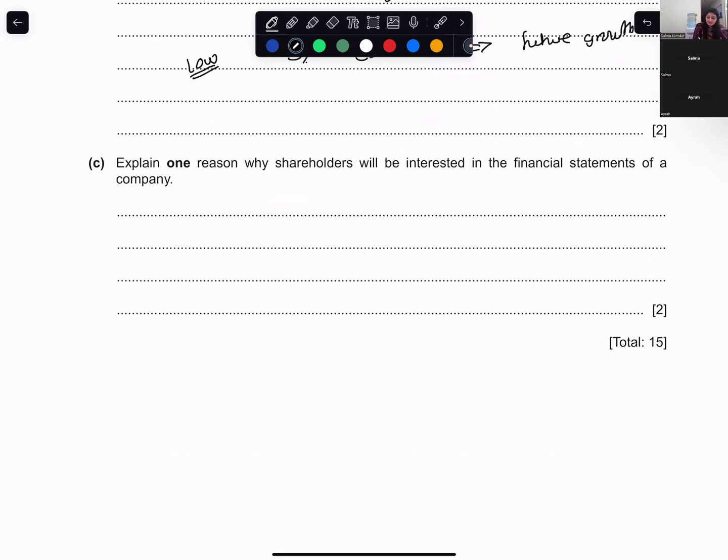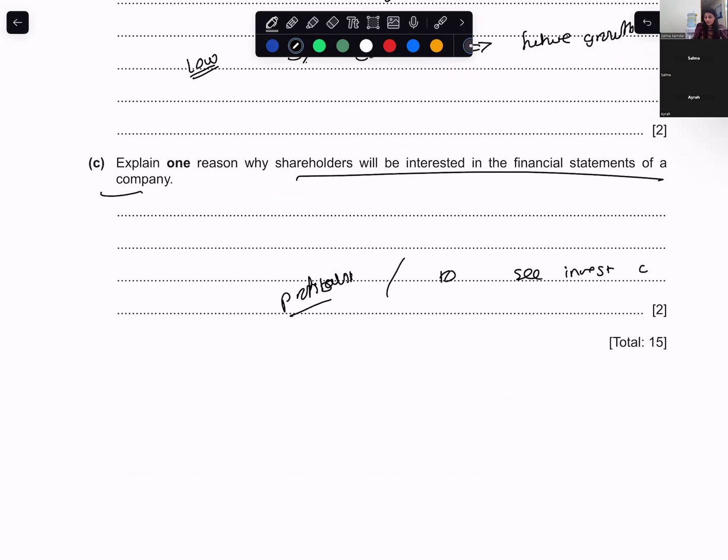Explain one reason why shareholders will be interested in the financial statements of the company. To see whether the company is making profits and whether they should invest more. They want to see the profitability, to see how much future dividends they will get, to see if their investments are secured, and to compare their own company with another.